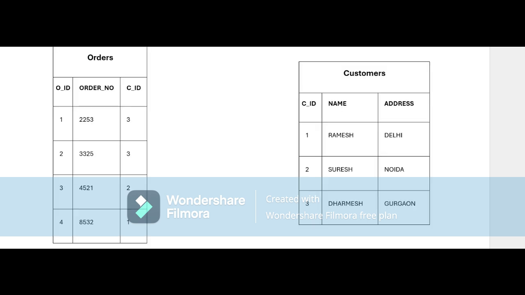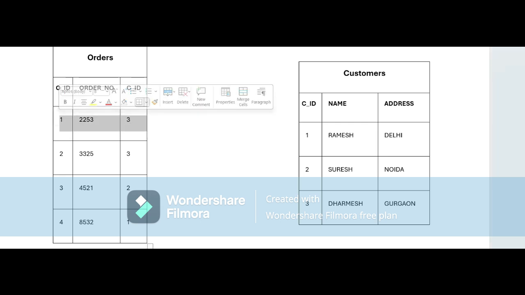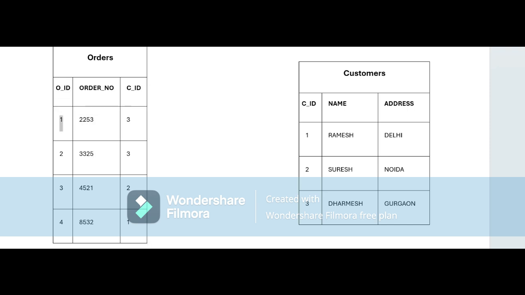For example, let's see in this orders table, the highlighted part is a row. And this OID one is a cell, or we can say a field also, which I highlighted here.